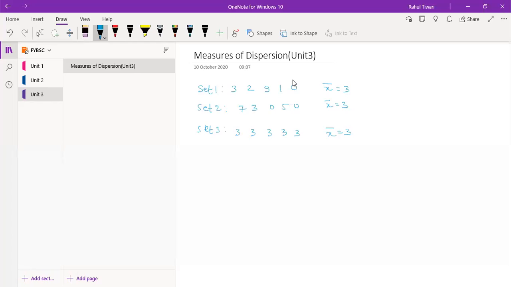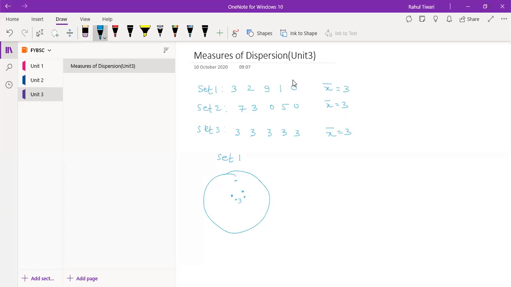So if I represent it in a pictorial form, if I look at this graph, you may find 3 will be here somewhere. Okay, 2 will be here, 9 will be here, 1 will be here, 0 will be here. So the graph will look like this.